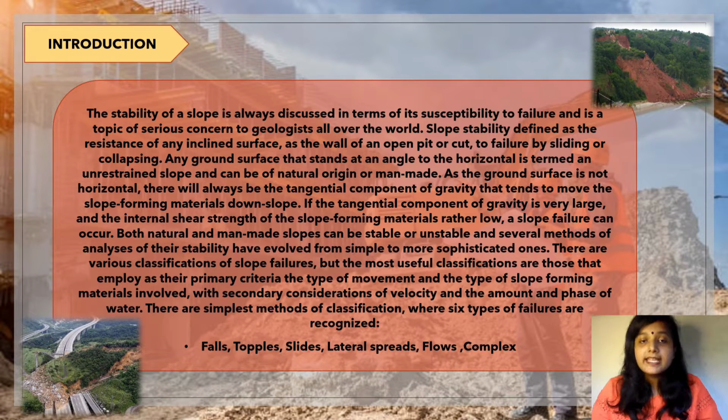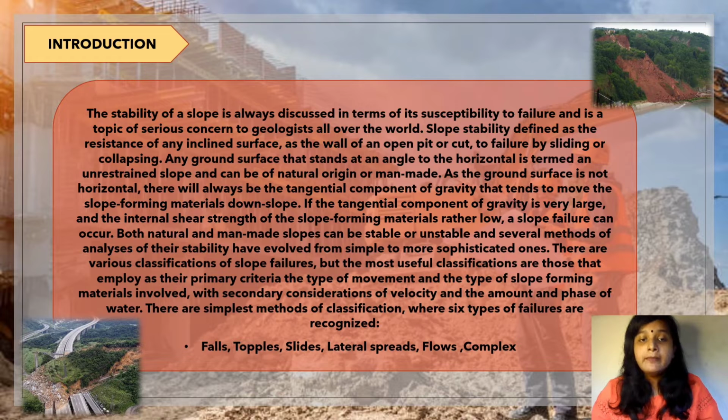Any ground surface that stands at an angle to the horizontal is termed an unrestrained slope and can be of natural origin or man-made. As the ground surface is not horizontal, there will always be a tangential component of gravity that tends to move the slope-forming materials downslope. If the tangential component of gravity is very large and the internal shear strength of the slope-forming materials rather low, a slope failure can occur.